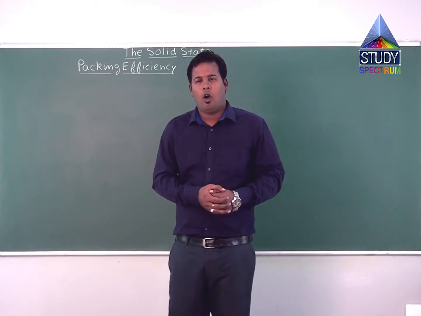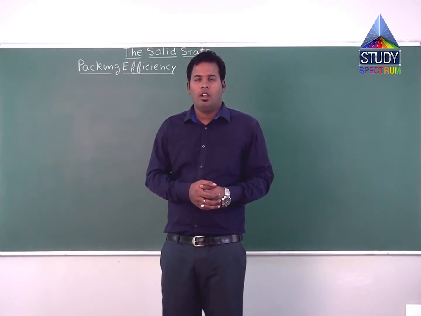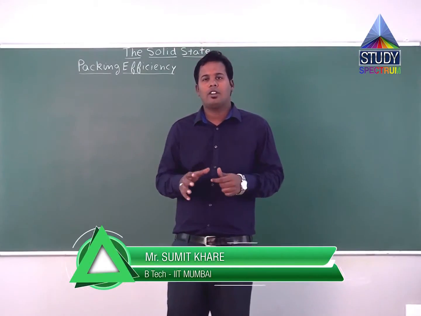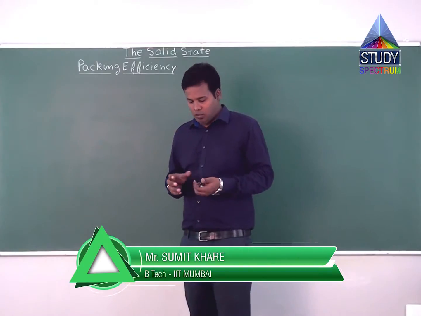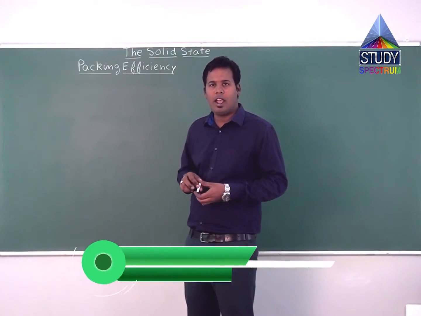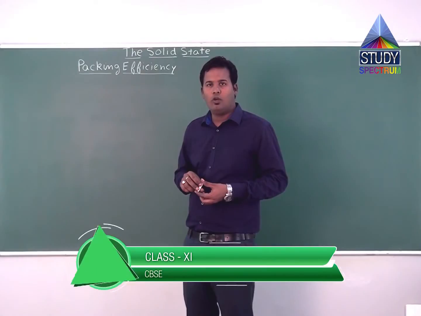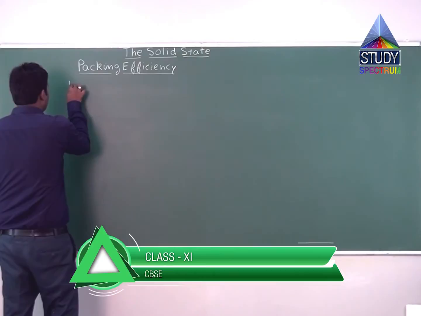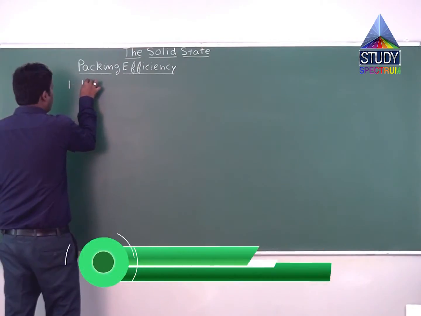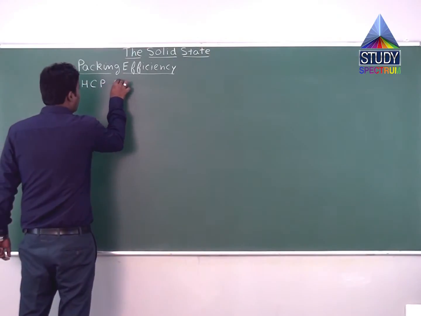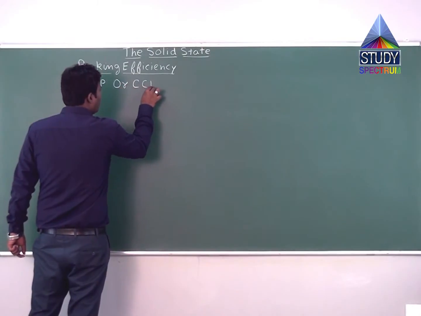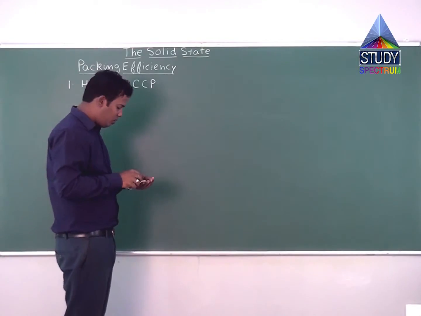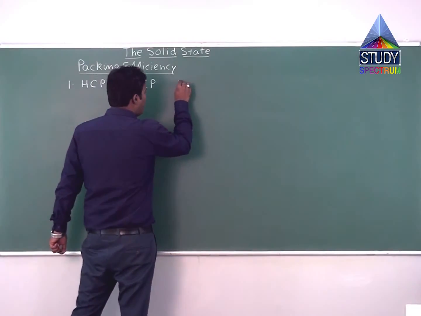packing efficiency of different types of unit cell. We will start with the first one, that is HCP or CCP. Both have the same type of packing efficiencies. So the first case is HCP, which is hexagonal close packing, or cubic close packing, CCP. Now if we draw the unit cell for HCP or CCP, it is somewhat like this.